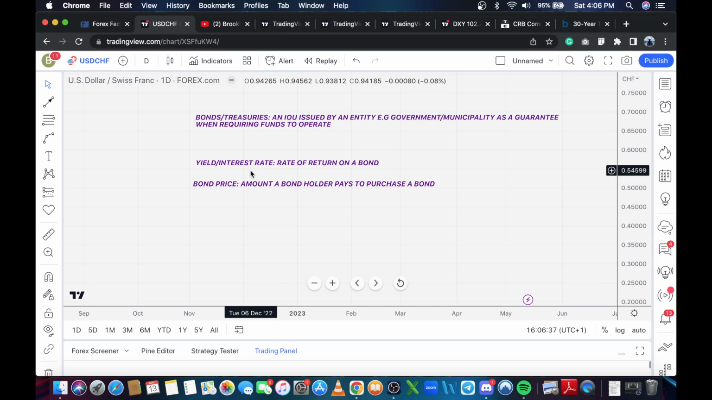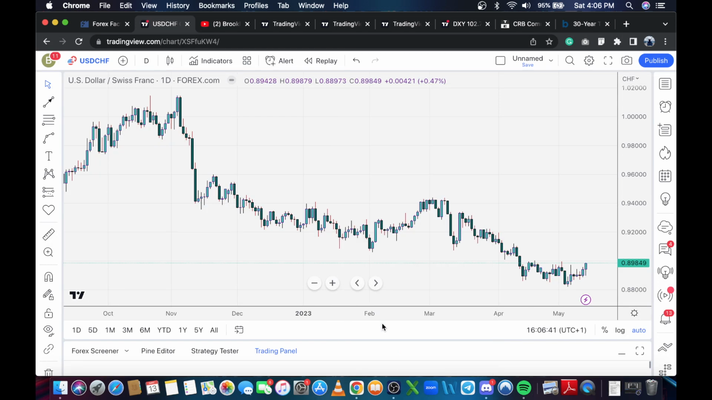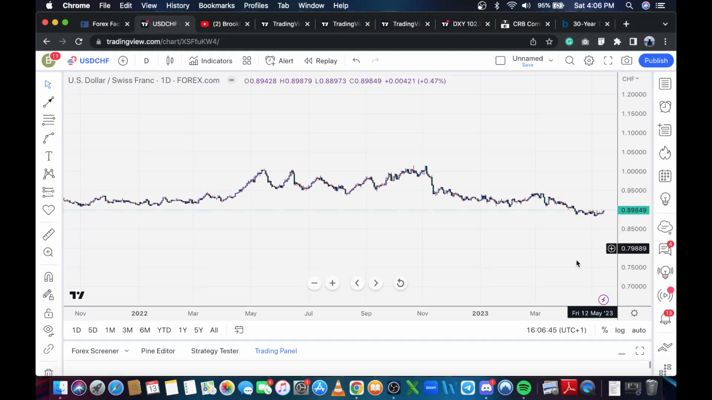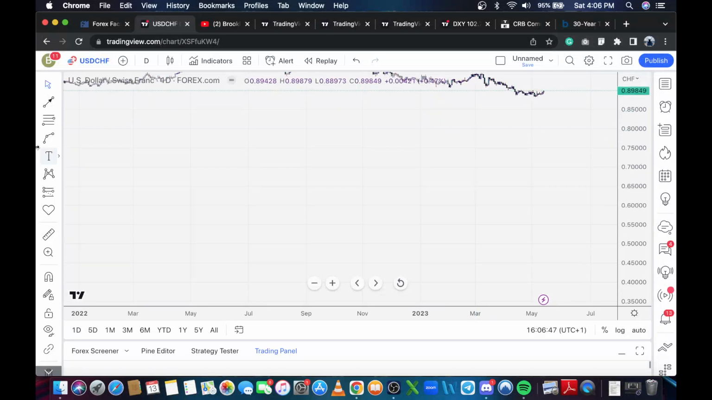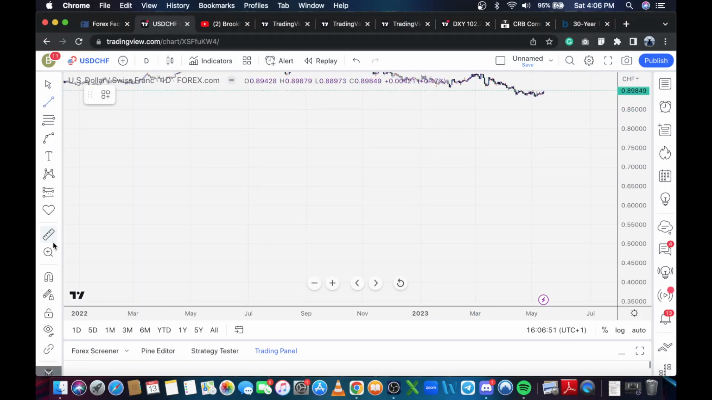Now, the correlation between this is, the correlation between the yield or interest rate and the bond price is that they are oppositely correlated. Okay, so it is an opposite correlation, and it's something like this.